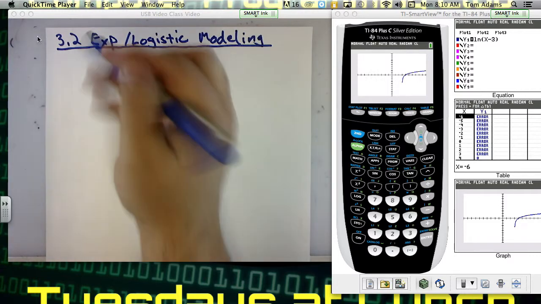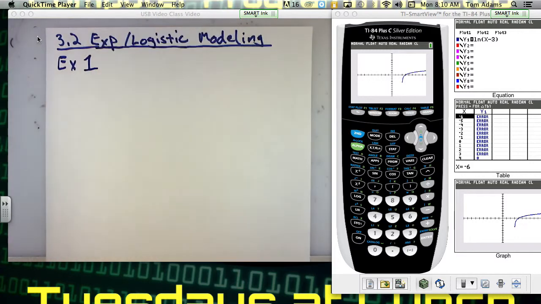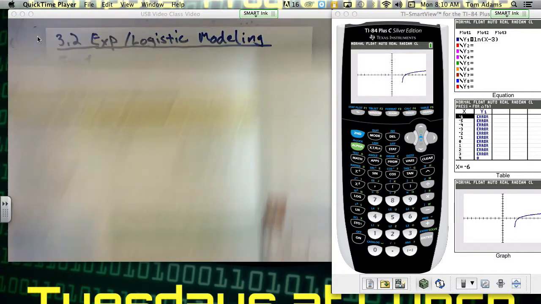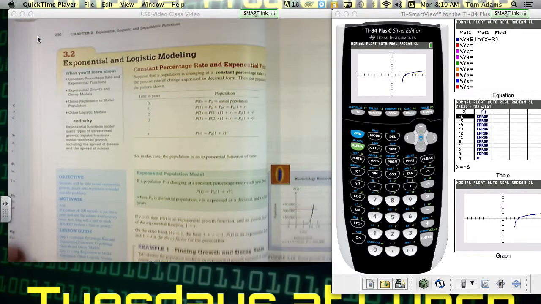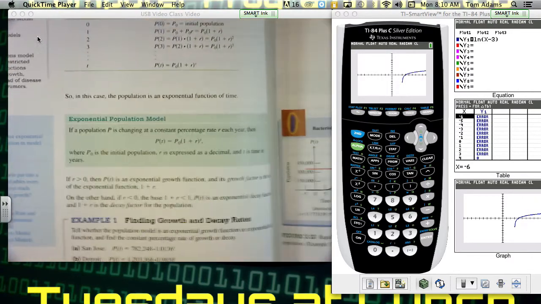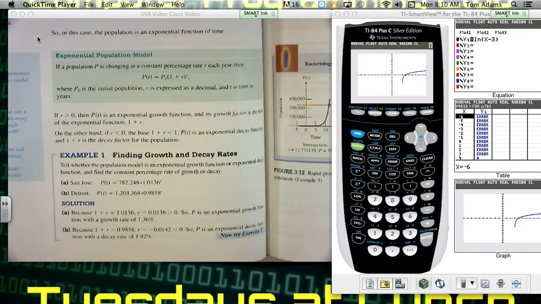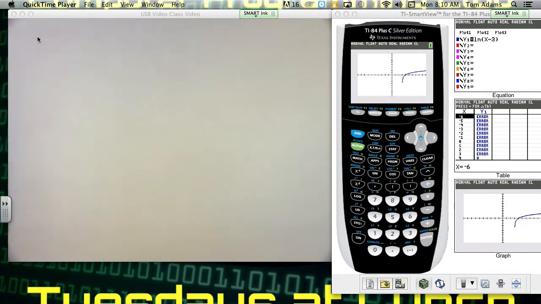And so, for example, number 1 in your textbook, and I'm not going to write every word down. Well, we could just read it from the textbook, I suppose. Example number 1 from the textbook says, determine the population, tell whether the population model is an exponential growth function or an exponential decay, and find the constant percentage rate of growth or decay. And so they give us 2 examples, and those I will write down.